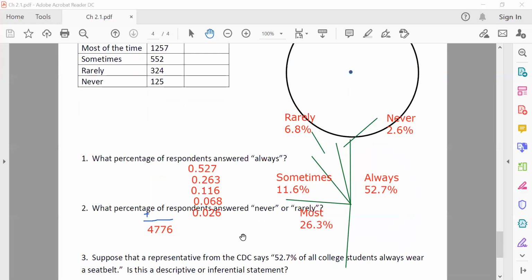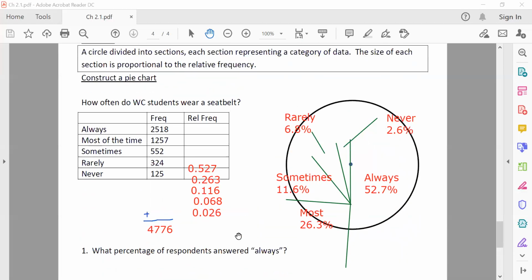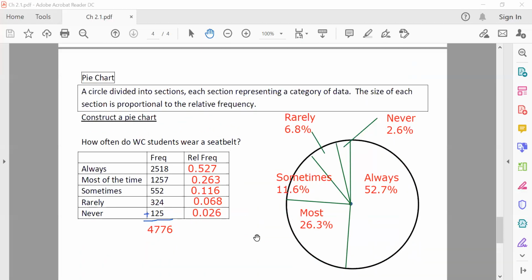What percentage of respondents answered never or rarely? There we go. So never or rarely would be these. Now here's the thing. We need to add these up because it wants to know how many said either this one or that one. So it wants to know the total amount of these two slices together. Some quick math, 6.8 plus 2.6 is going to be 9.4. So about 9.4% of people answered either rarely or never.